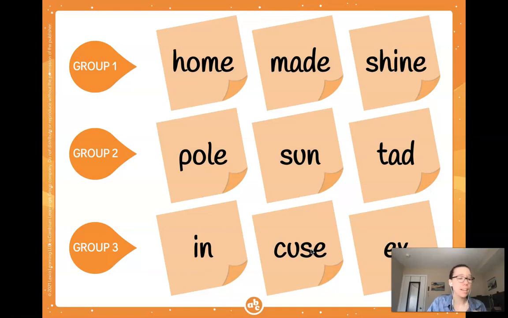If you're going to be writing along with us today, you're going to be putting your note cards in 3 groups. For our first group, you're going to be writing the words home, made, and shine. In your second group, we're going to need the words pole, sun, and tad. And in the third group, we're going to need the words in, Q's, and X. Once you have all those syllables written down, then unpause the video and you can keep going with our next section.